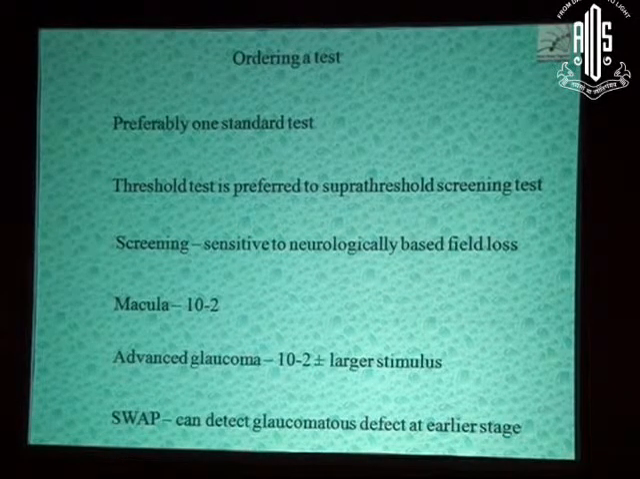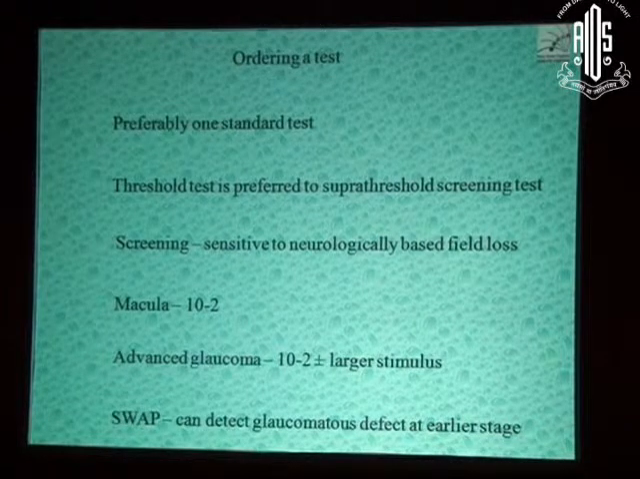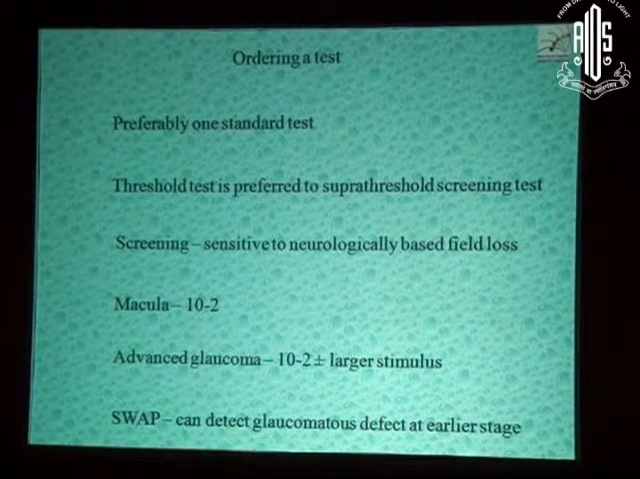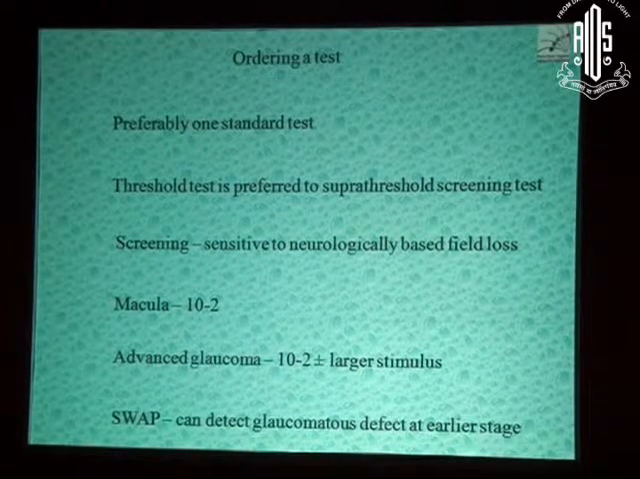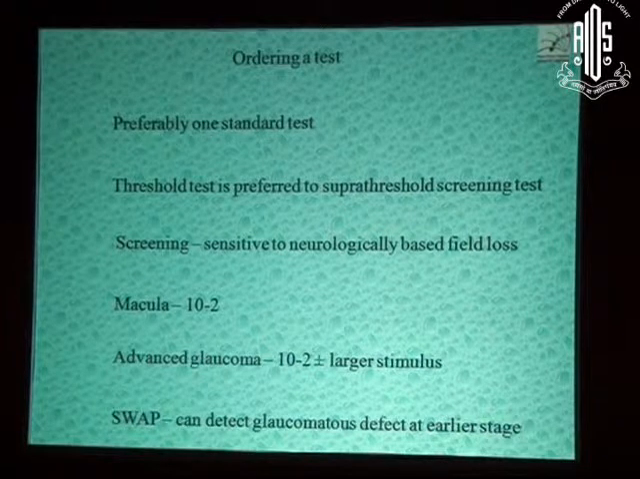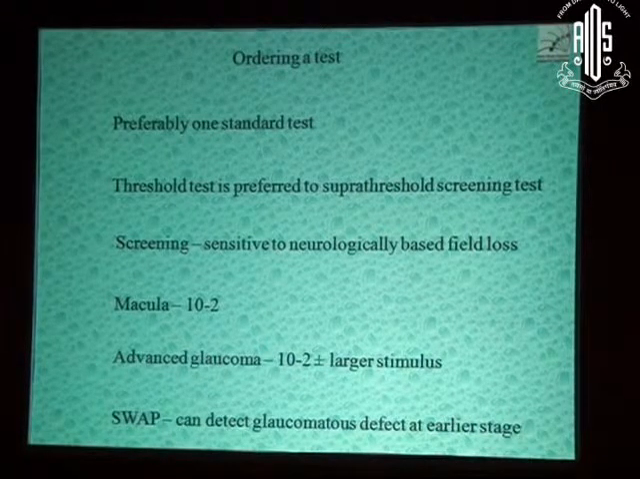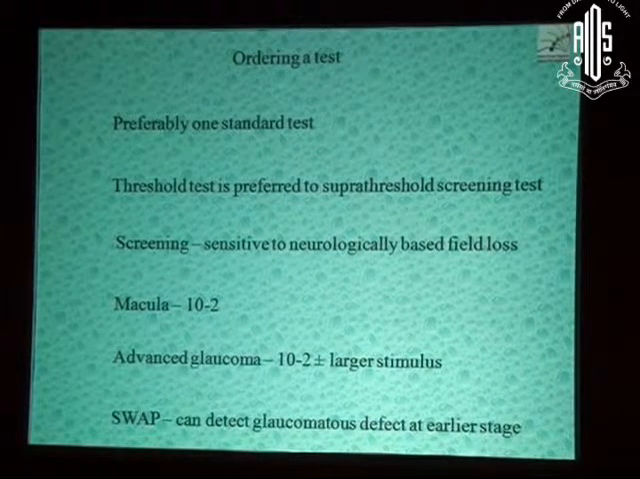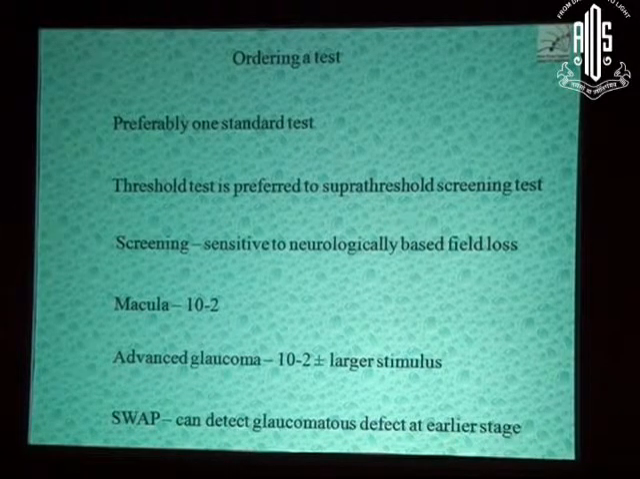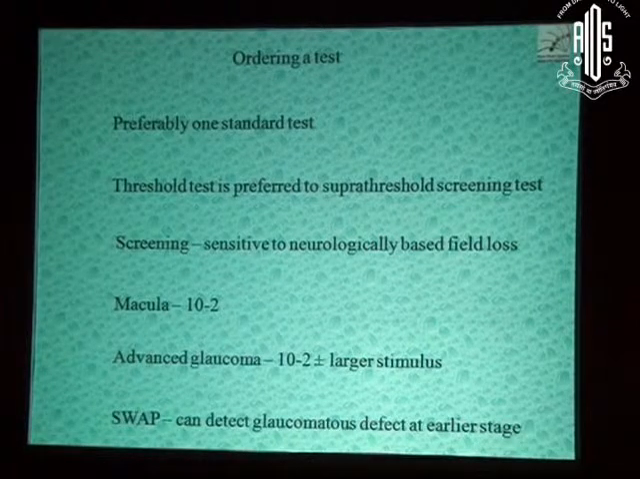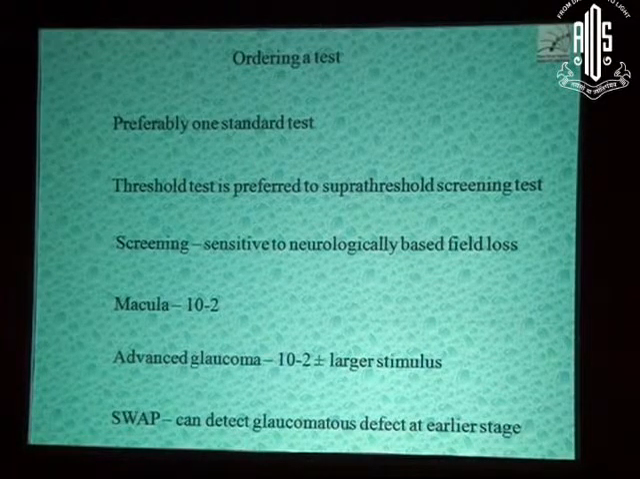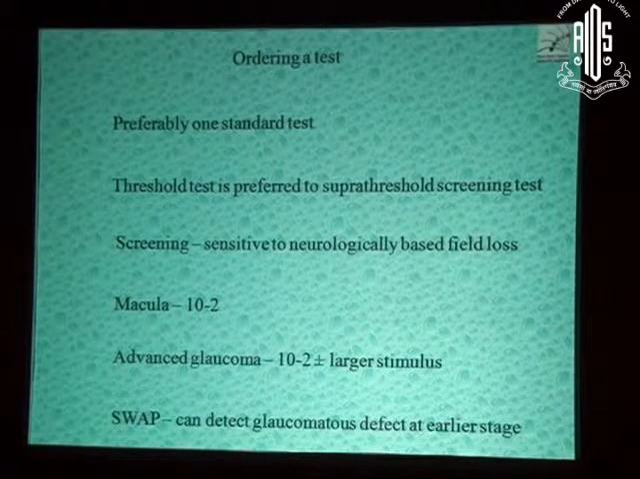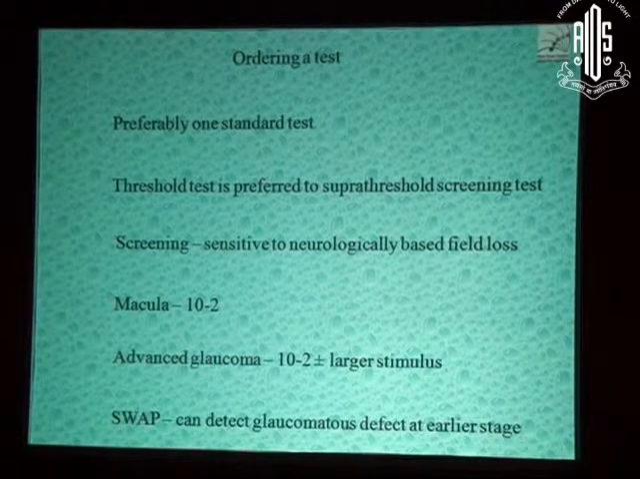Again, a few points: preferably one standard test for each and every patient, but there are some exceptions. Threshold test is always preferable to supra-threshold screening test, as I told before. Screening is sensitive in neurologically based field defects, just to find out the pattern of the field defect. In neurological cases, rather than getting the exact threshold value, we want to see what the pattern of the field defect is.